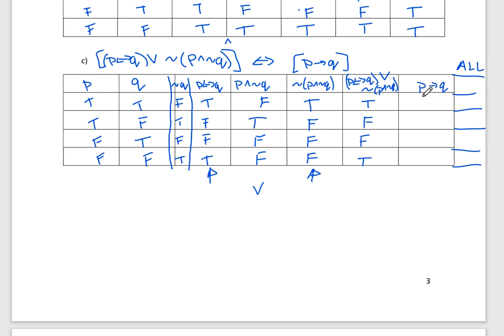Our conditional P implies Q. Again, be very careful of your direction. P implies Q is only false when you have that true implies false. Everything else gives us a true. And my last column, so I'm connecting my conditional that we just did with that big or column or compound statement that we had from the left-hand side of our biconditional, and we're connecting that with a biconditional to prove equivalence. So we need them to be the same value. So true and true gives me a true, false and false gives me a true, false and true gives me a false, and true gives me a true.